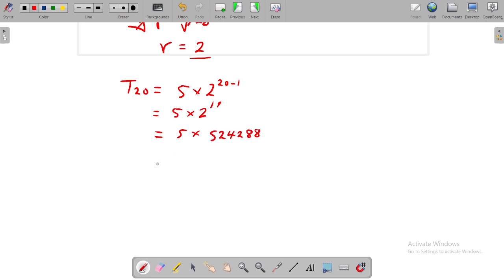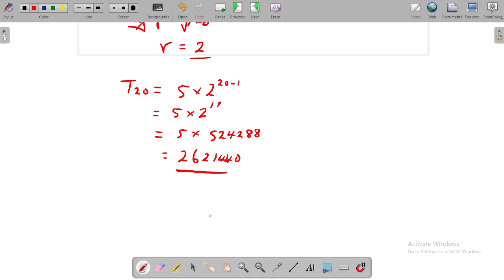24,228. Now we'll multiply the 2.5 multiplied by this. What is it going to give us? It will give us 2,621,440. This is the answer.